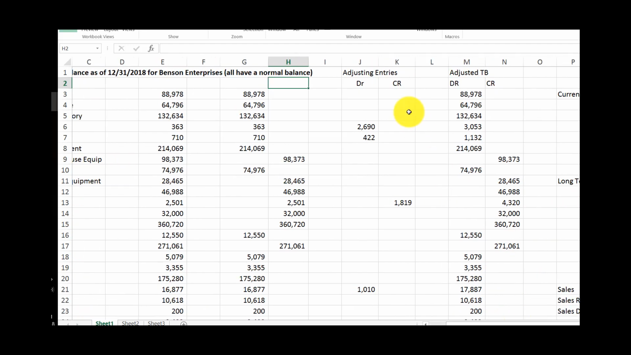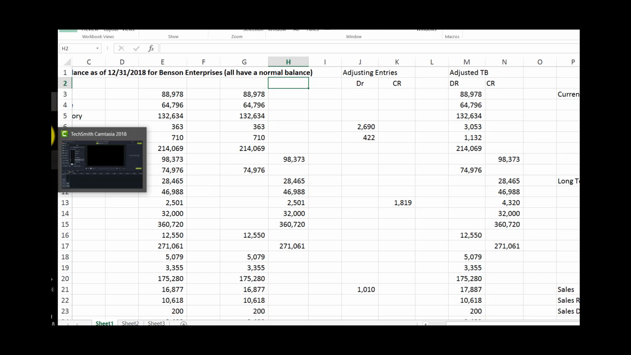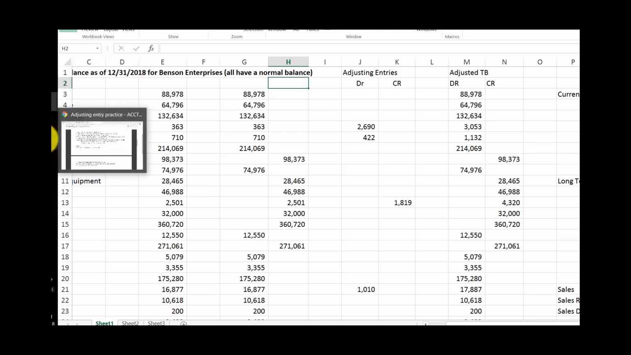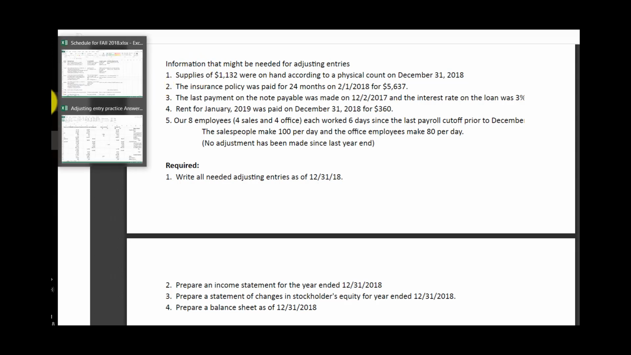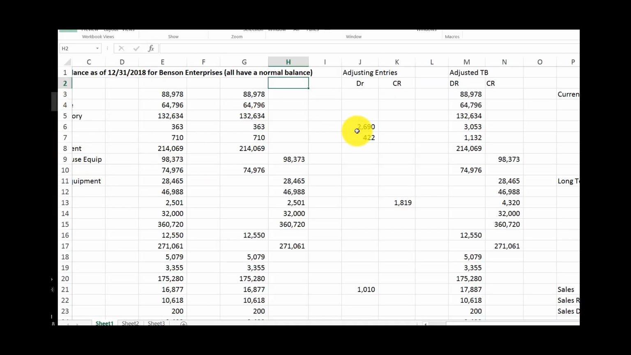And I made these adjusting entries in two columns. You could do this in T accounts. You could do it just writing out journal entries. However you'd like to do that is okay. So if we go back to our actual requirements, supplies on hand. So that's the first one. If we do them in order, you can do them in any order, doesn't matter.